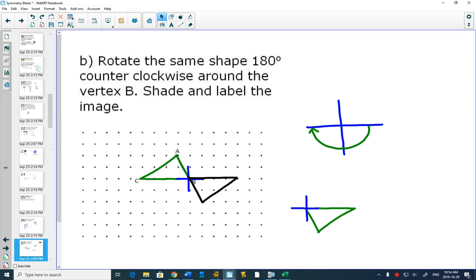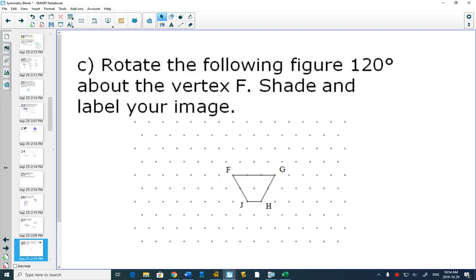If you don't trace it out and rotate it on paper, if you just try to do that in your head, it's pretty difficult. But using the paper and tracing it over top makes it easier. For the last one, it's on a different kind of graph paper.